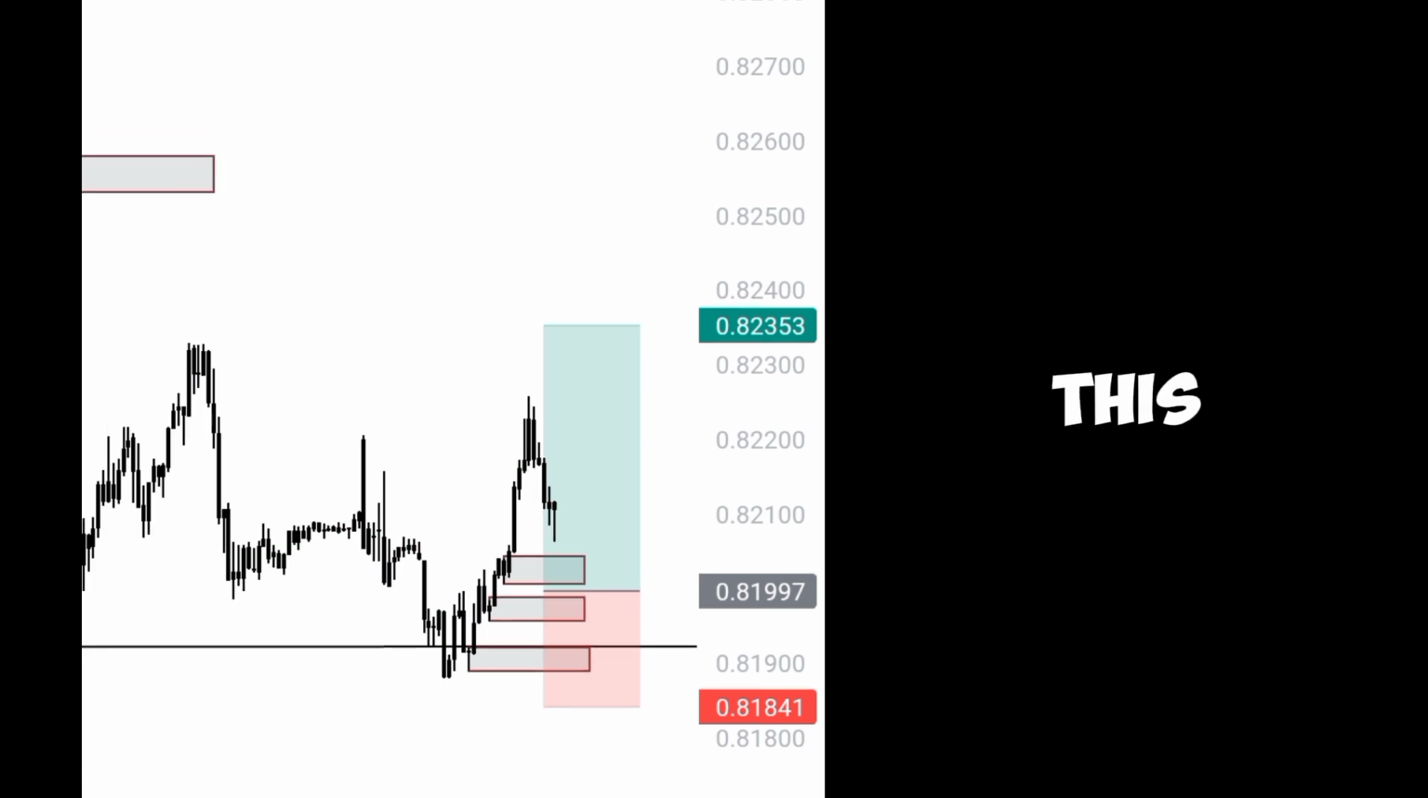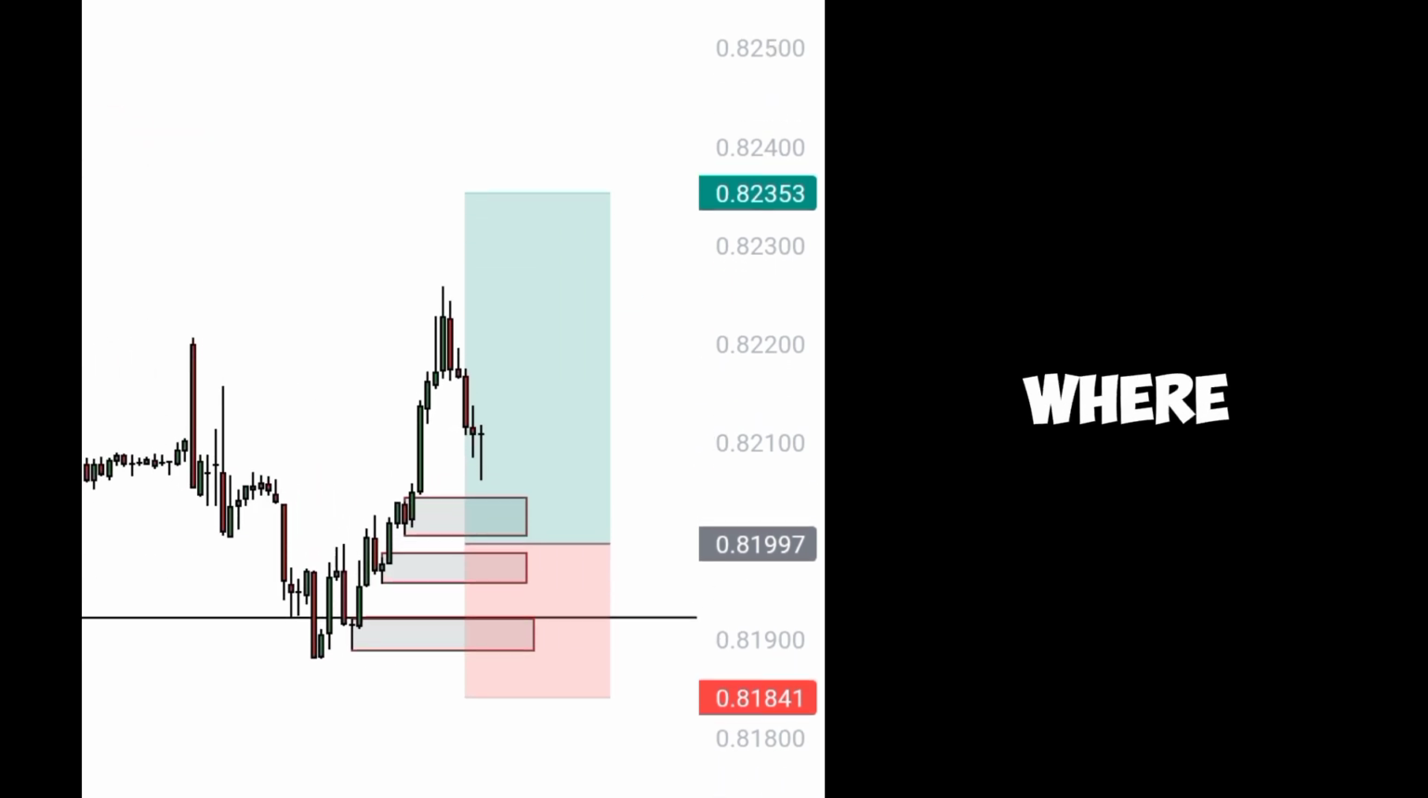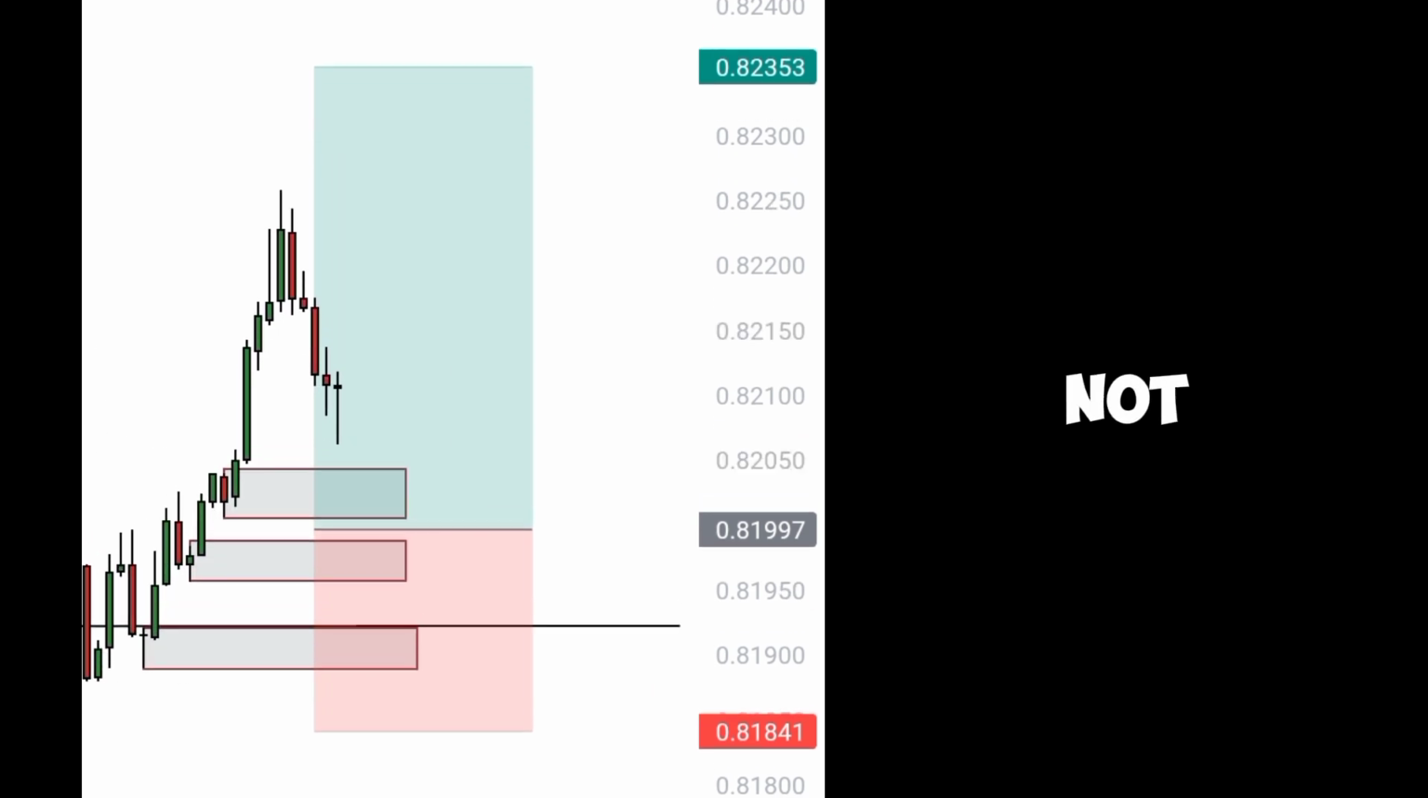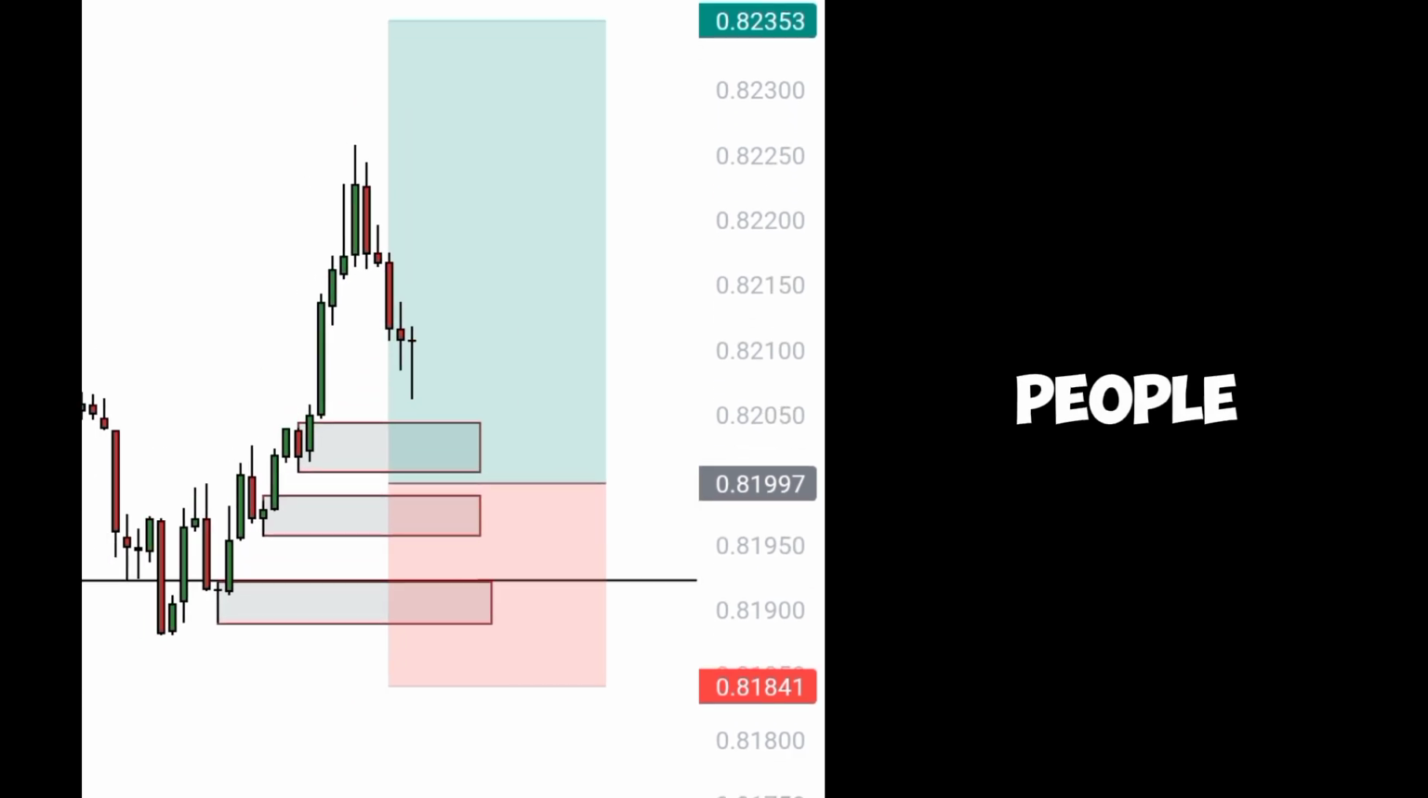Now the thing is this: many people know where to take a trade, but some people do not know how to manage their risk. Some people just take trades in hope that it goes in their favor. They don't know how much they're going to make. They don't know how much they're going to lose. So you don't want to be that kind of trader. You want to have your risk management in place.